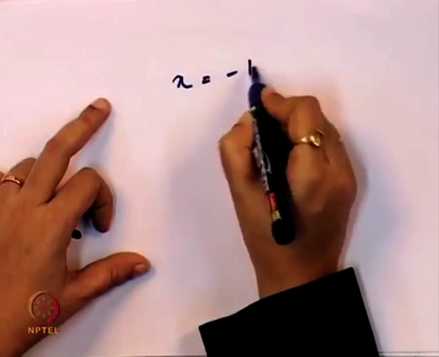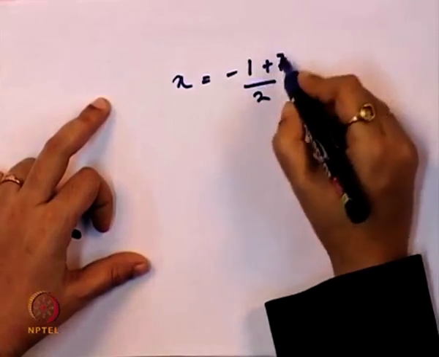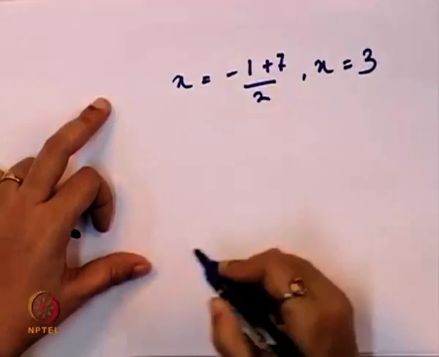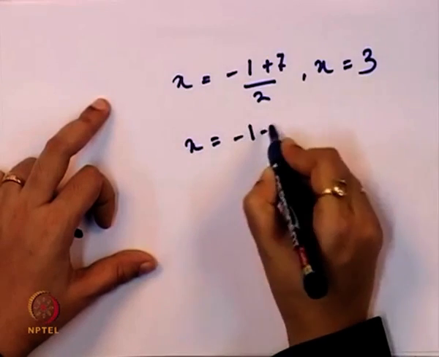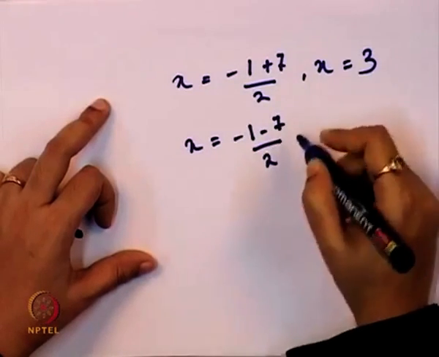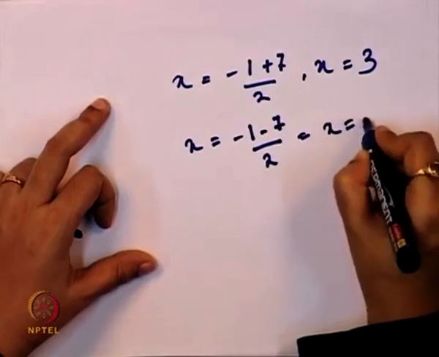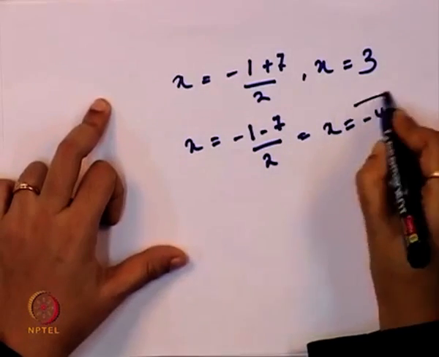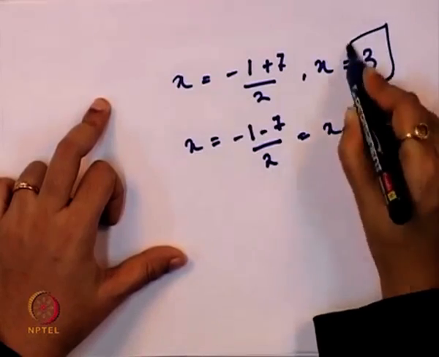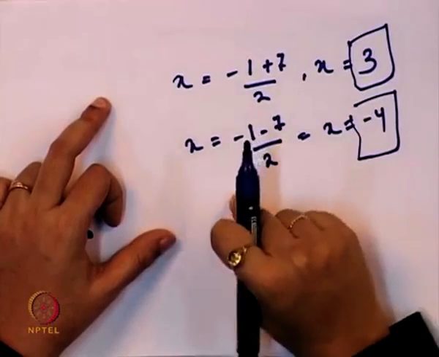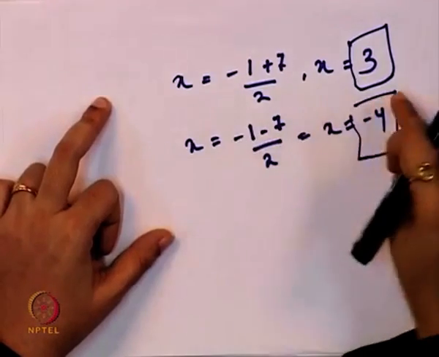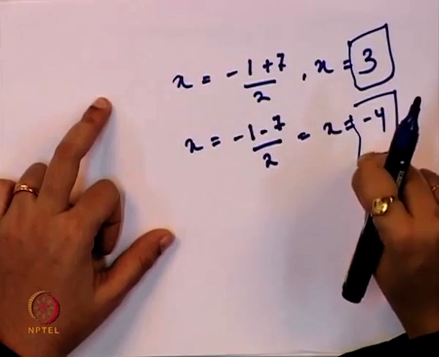Now, if we take the first value, that is x is equal to minus 1 plus 7 by 2, we get x is equal to 3. Okay. And if we take the second value, that is minus 1 minus 7 divided by 2, then we get x is equal to minus 4. So, we are getting one negative value and one positive value. Even if this is negative, still it is satisfying the quadratic equation. So, we have two values, one is positive, one is negative.